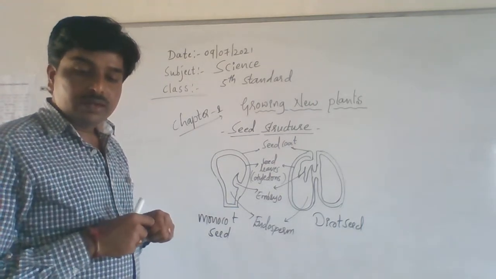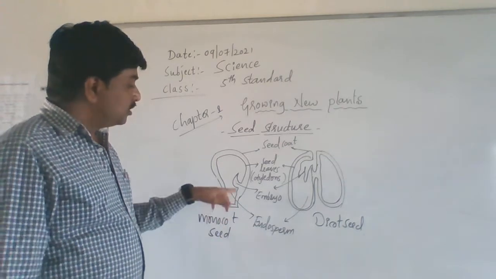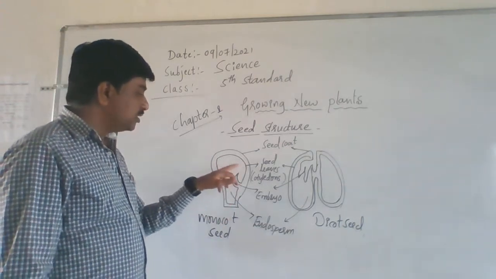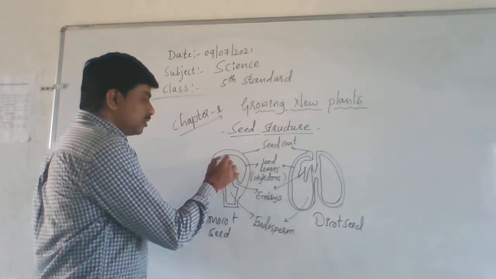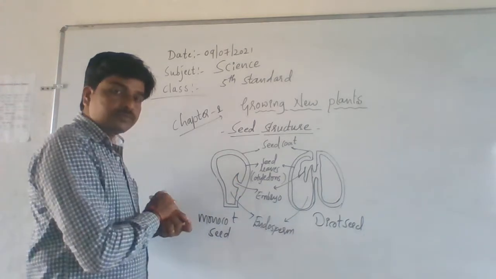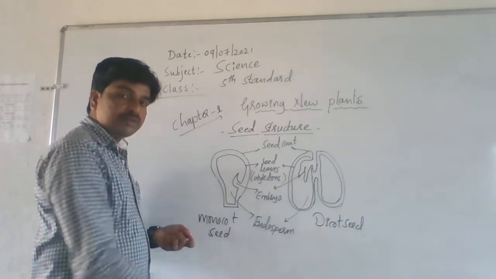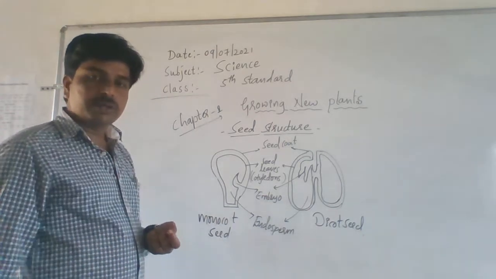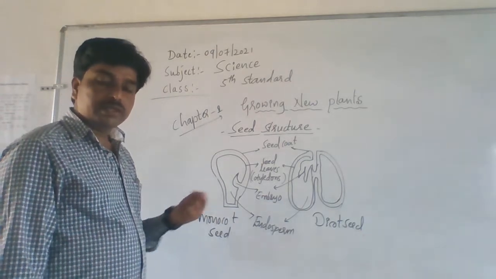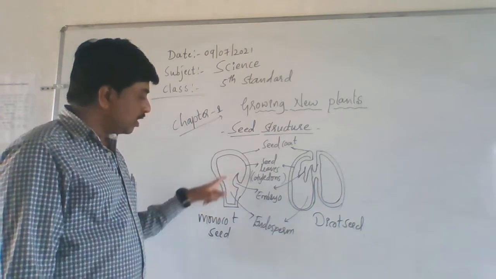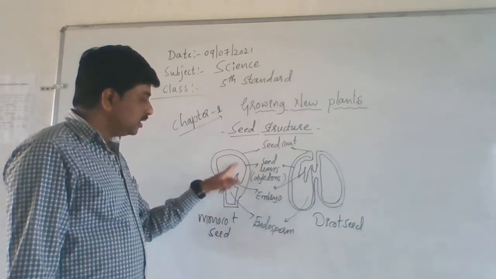Then come to the last part. The endosperm is there. Inside this, we call this part the endosperm. See the figure given in your textbook. This endosperm is seen around the embryo.